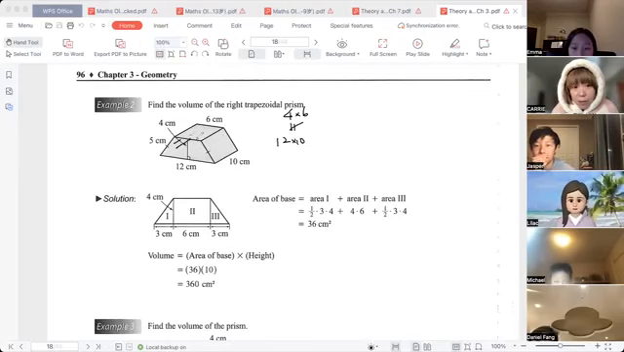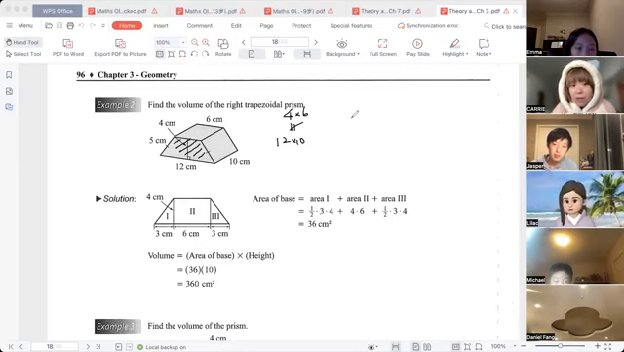So we find out, actually, this is the base of this volume, this shape. Understand, Lilac? Because this one and the other opposite side is exactly the same. So who can tell me how to calculate the area of the trapezoid?